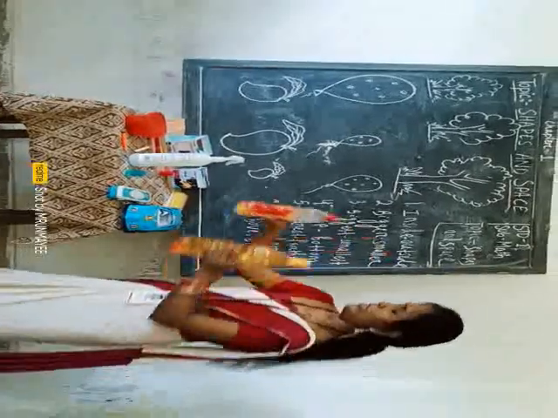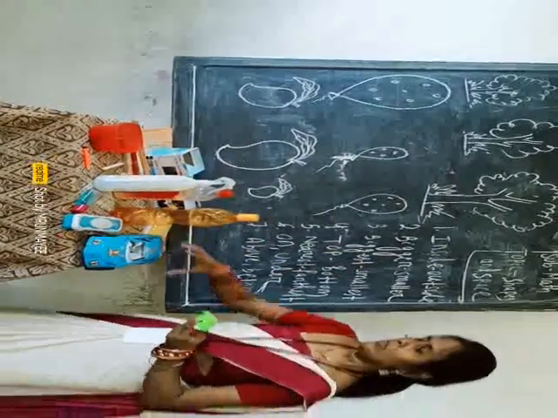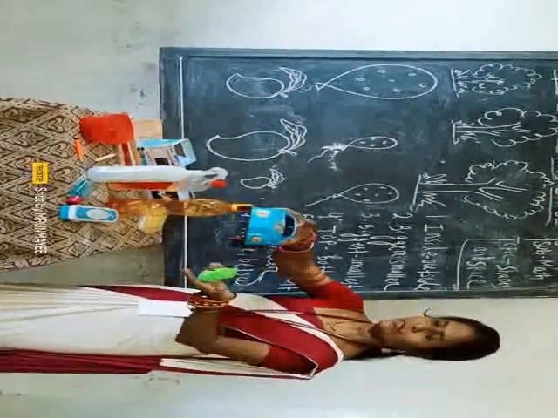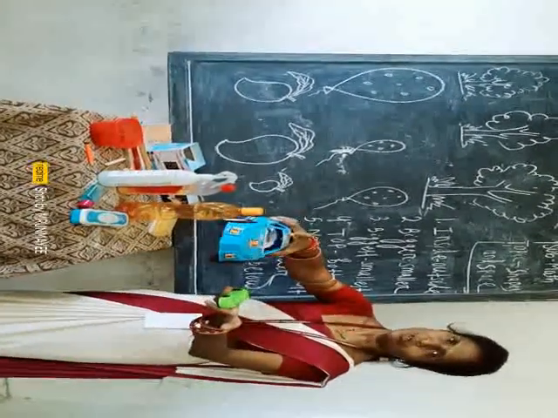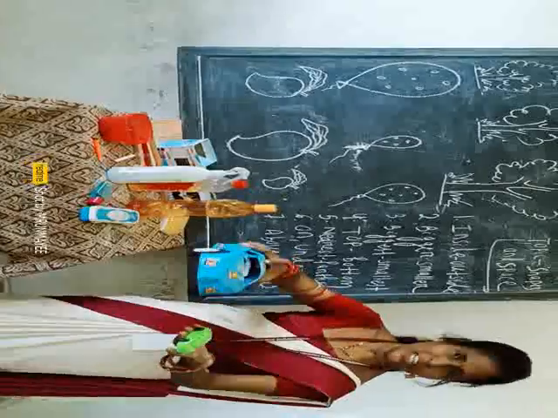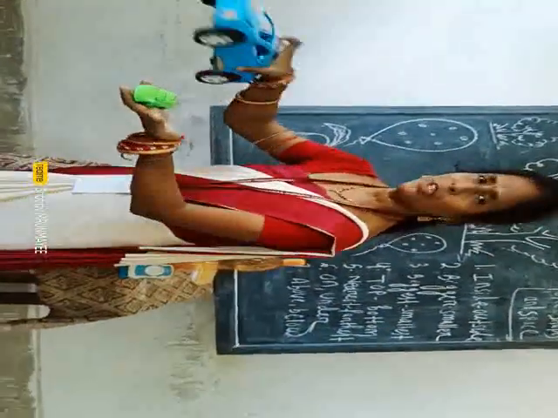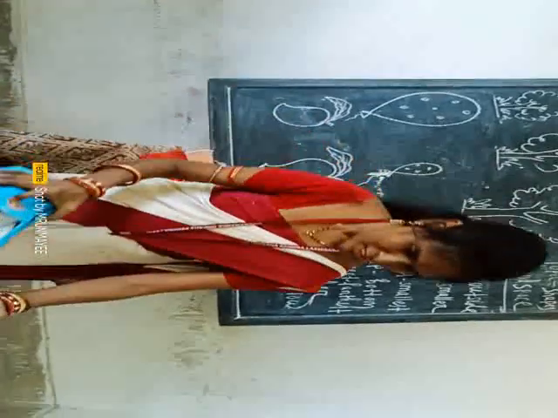Okay. So now, let us take another example. I will show. This is one car. This is, I think, a blue car, and this is your green car. So tell me, students, now, which one is your bigger and which one is your smaller? You will tell. Okay, tell.